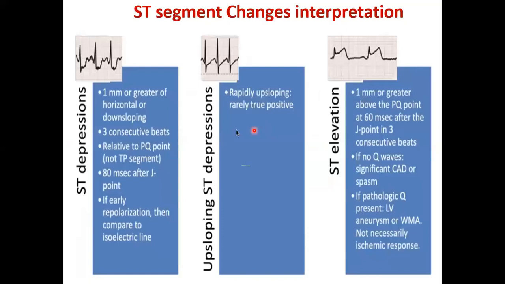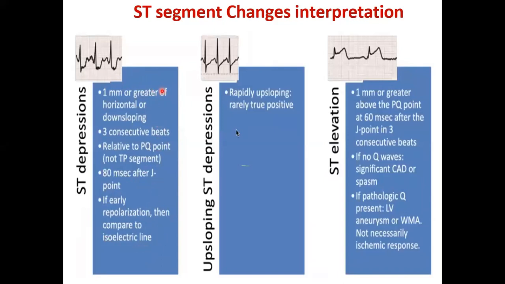This is where we will now look at it. In ST segment depressions, when you have 1 millimeter or greater of either horizontal or downsloping ST segment depression in three consecutive beats, and this depression should be relative to the PQ point, not the TP segment, and measured from 80 milliseconds after the J point, this is diagnostic of ischemia. If there's early repolarization, then we are advised to compare it to the isoelectric line. By the time we are having this 1 millimeter or greater, either horizontal or downsloping, in three consecutive beats, definitely we have made our diagnosis of ischemia.